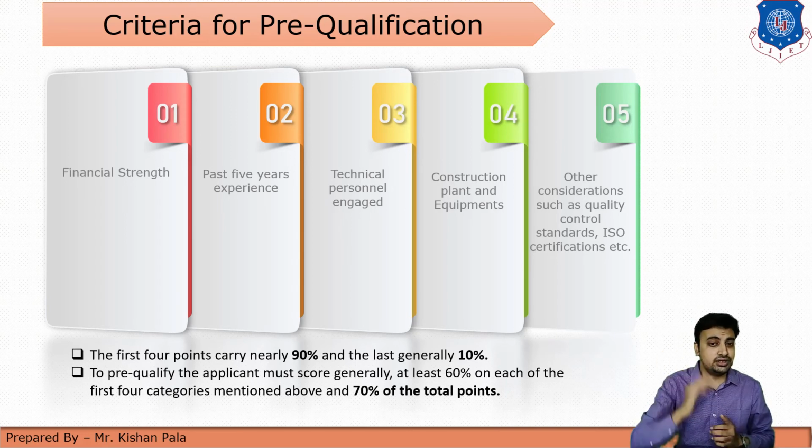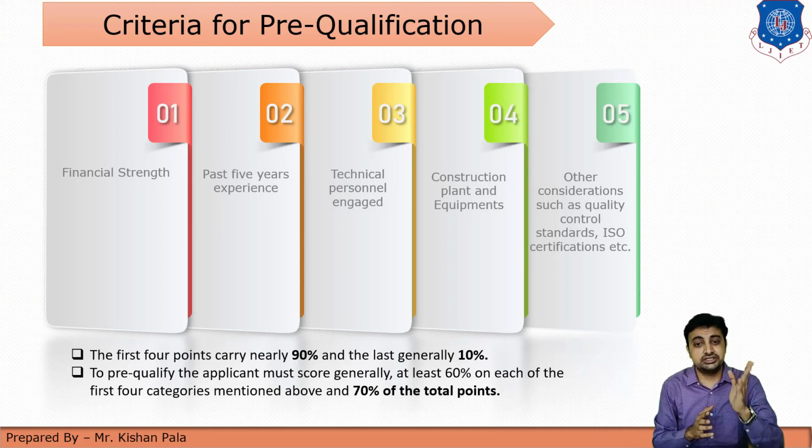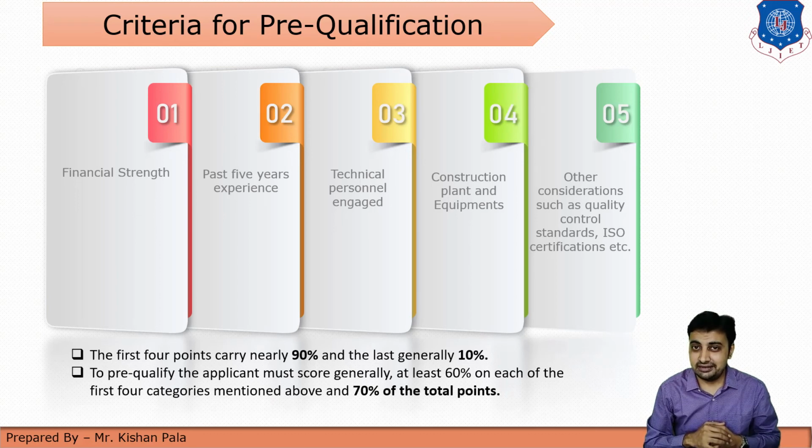And the last one is other considerations such as quality control standards and ISO certifications. So all these criteria for the pre-qualifications will help to filter out the contractors who want to participate in the bidding process. But a question might arise: how can the client or owner evaluate these criteria for the pre-qualifications of the contractor?